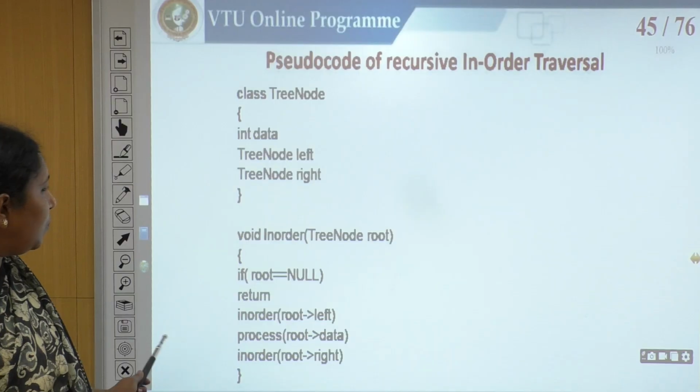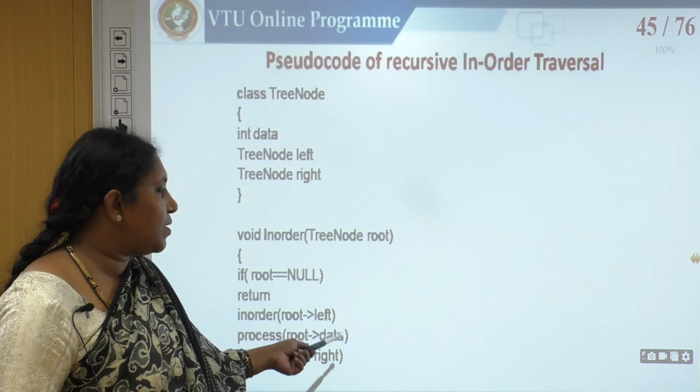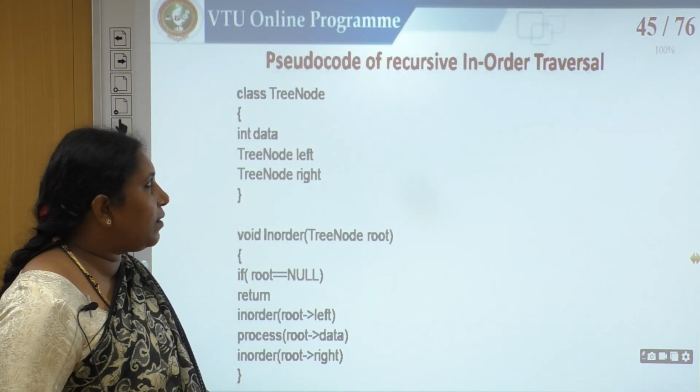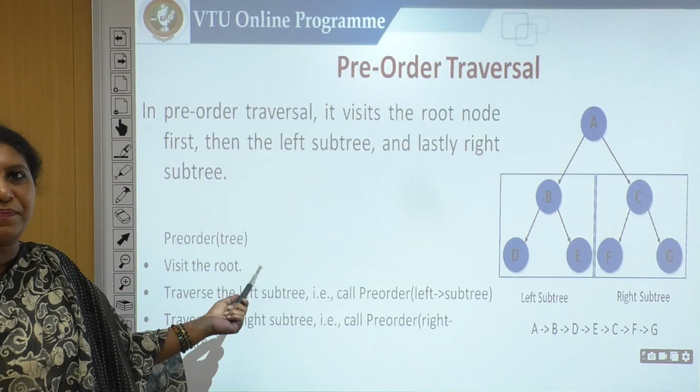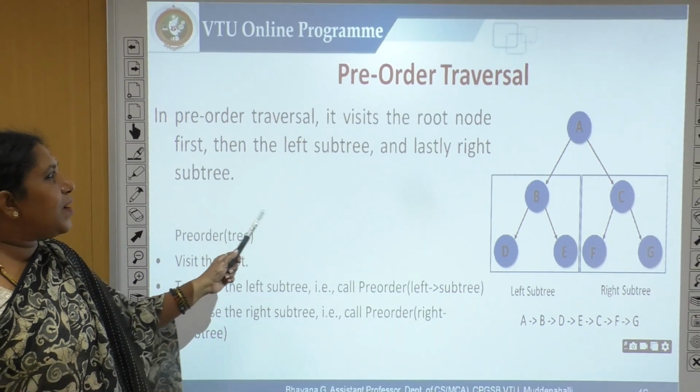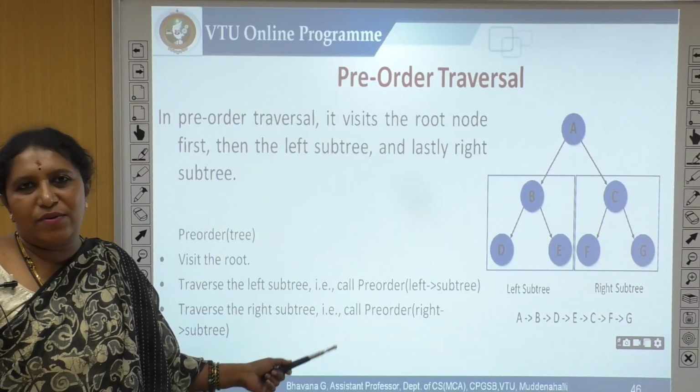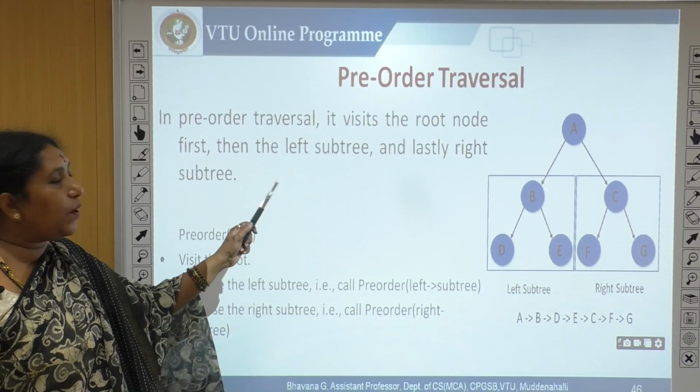So, first go to the left address, then process the data, then go to the right address. This is in-order traversal. The next part is, okay. So the next traversal, we already saw the in-order traversal. The next traversal is pre-order traversal.